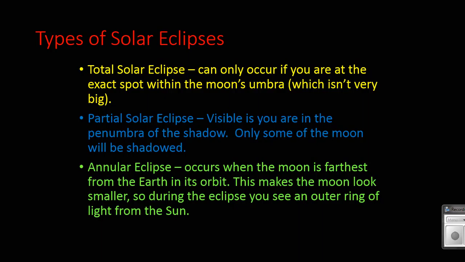It's really very cool. The partial solar eclipse, once again, now you're only partially blocking out the light of the sun. It can be because we're in the penumbra. Only some of the sun is going to be blocked out at this time. And then we have the annular eclipse. So once again, you're still going to see the outer rim, but the moon's a little bit further away. It makes it look a little bit smaller. So it's not going to block out quite as much of the sun.